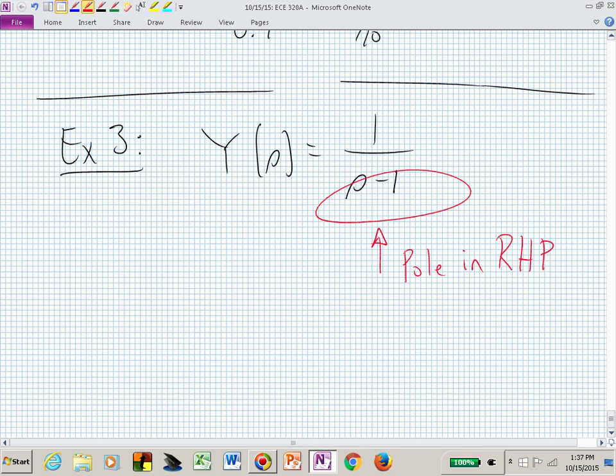Sorry. The World Series, no, it's not quite the World Series, is it? But we have some RHPs and some LHPs. We want left half poles.